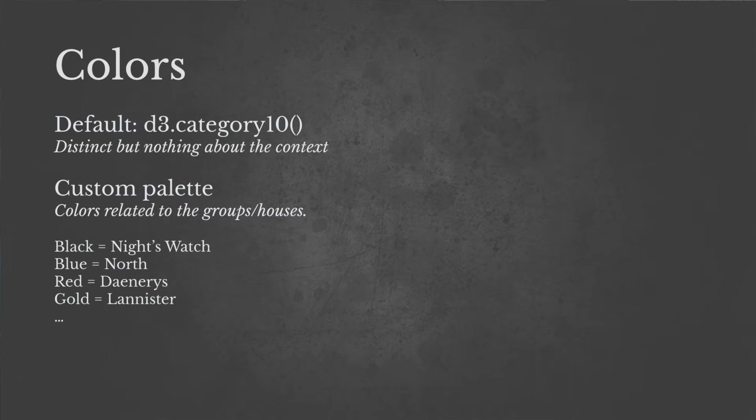And another thing I tuned in this revision is the colors. I started out with category 10 because that's the default, it's easy. But it provides distinct colors, and when you look at it, it feels a little bit abstract because the color doesn't really mean much other than these are characters from different groups. But if you choose a color to represent something in the story, like use black to represent the Night's Watch, blue for the North, red for Daenerys, and gold for the Lannisters, when you look at the visualization, it has more context in there.